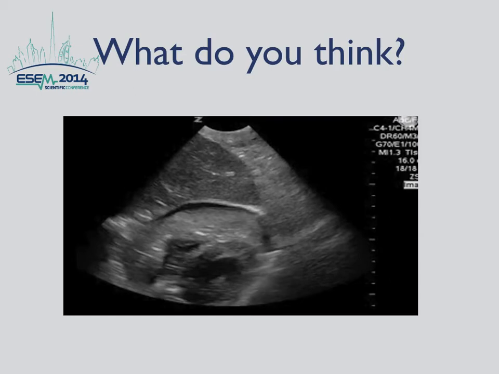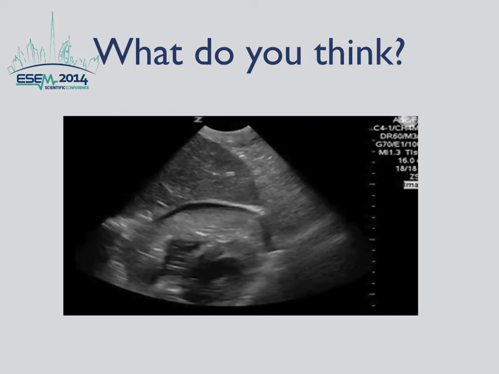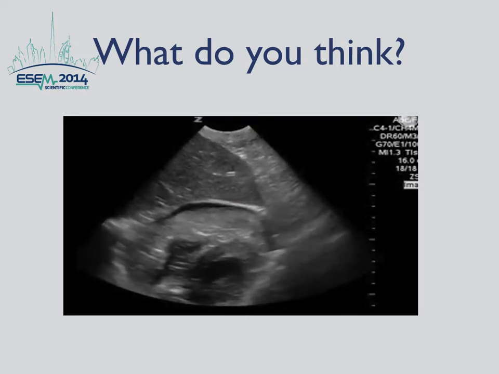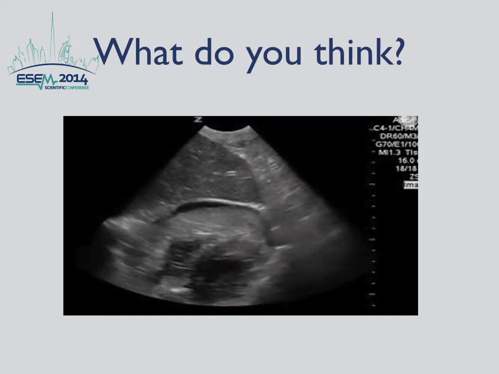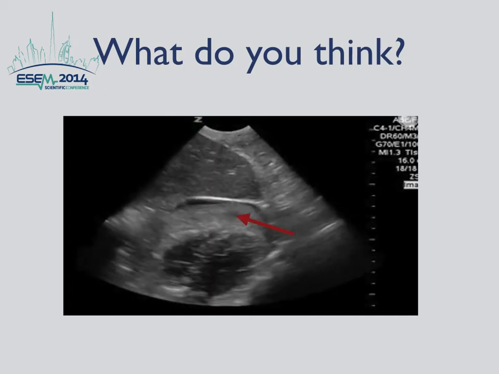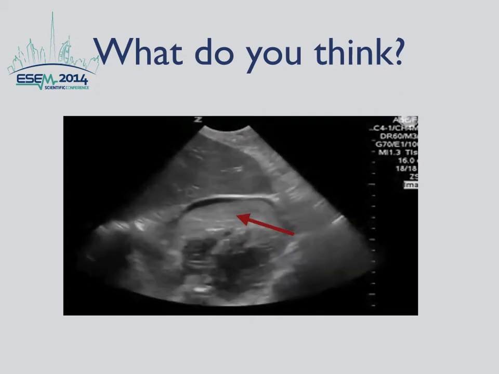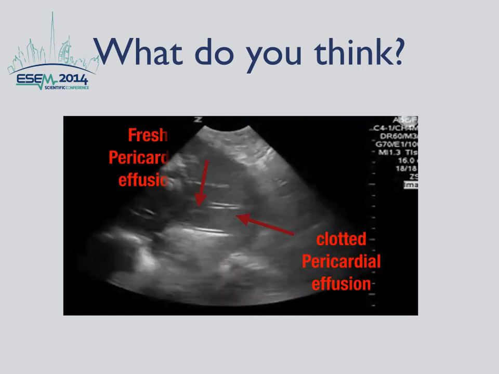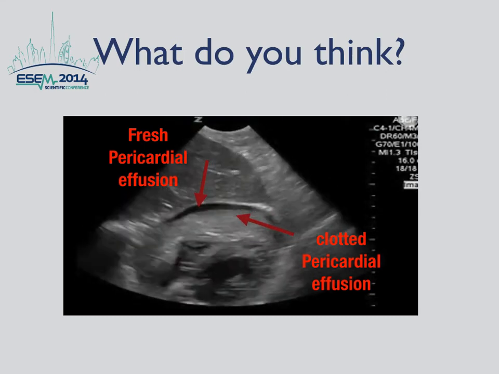This is another case. So what do you think? In this video, you can obviously see that there is no cardiac activity. That's a very important point. But what I wanted to bring up here is that this patient has both a clotted pericardial effusion as well as a fresh pericardial effusion. You can see there is hypoechoic or echogenic material surrounding the pericardium. That is clotted pericardial effusion, and also you'll see some fresh pericardial effusion as anechoic or black fluid collection.